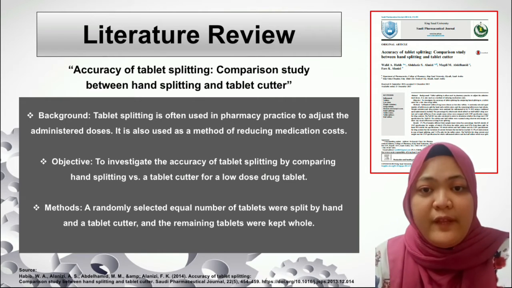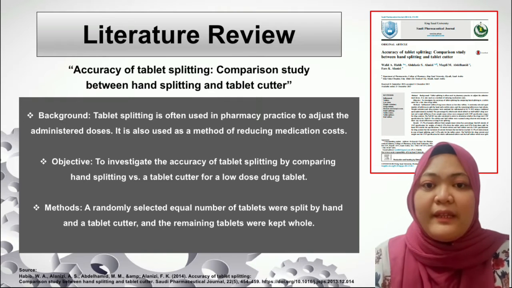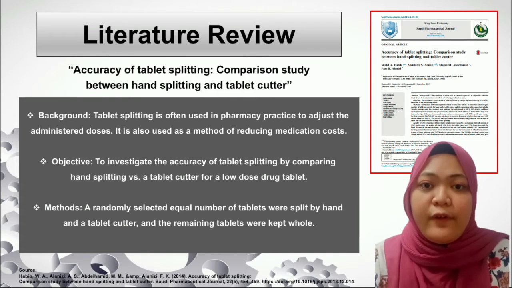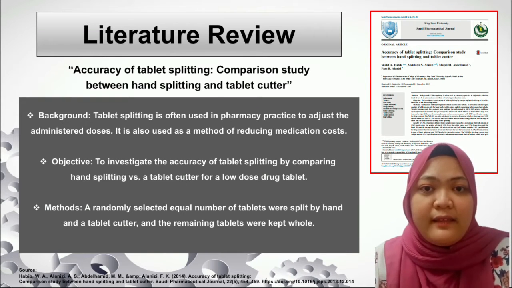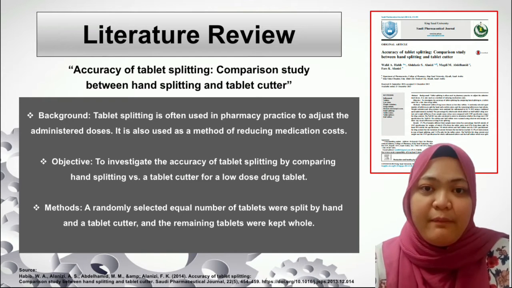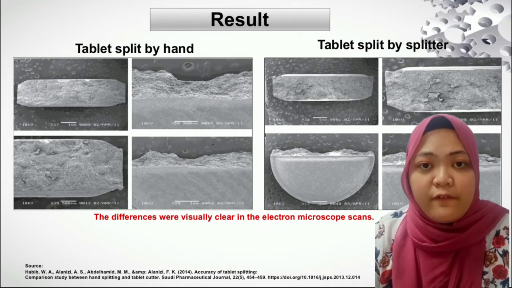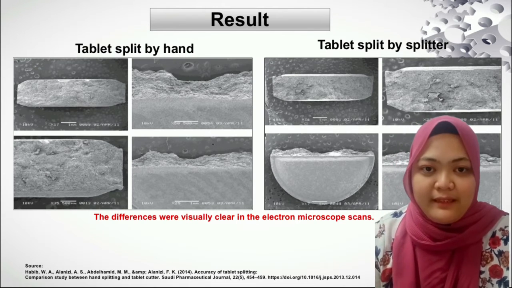The objective is to investigate the accuracy of tablet splitting by comparing hand splitting versus a tablet cutter for a low-dose drug tablet. For the method, a randomly selected equal number of tablets were split by hand and by tablet cutter, while the remaining tablets were kept whole. Here is the different result between tablets split by hand and tablets split by splitter.